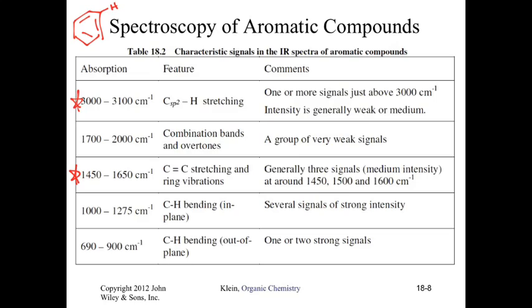Our alkenes show up about 1650, so we could, in theory, look in that range and determine that we have an aromatic compound by seeing some more characteristic stretches. So those two signals you should already know from the IR. The ones that are new to you are going to be the 1700 to 2000, the 1000 to 1275, and the 690 to 900. Okay?